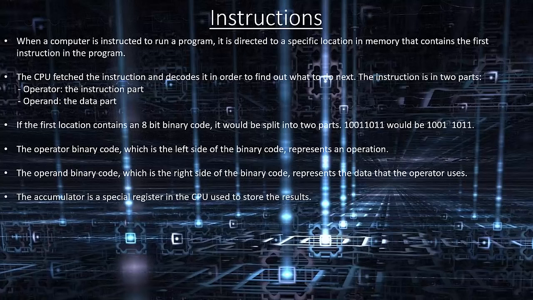The accumulator is a special register in the CPU used to store the results. The CPU cannot tell the difference between data and instructions, and so it just deals with what it expects to find.